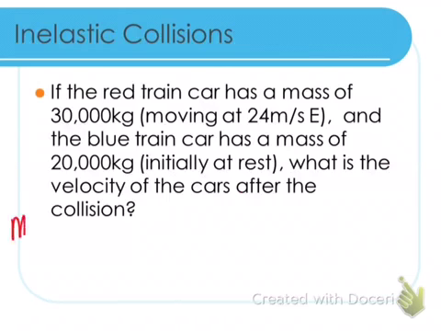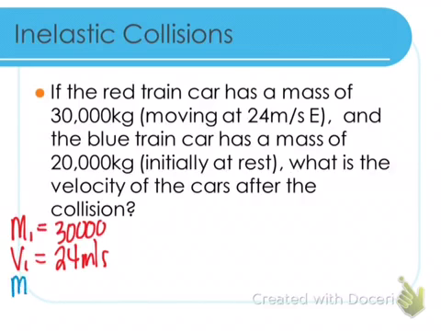Okay, so m sub 1, which is our red train car, is 30,000. V sub 1 is 24 meters per second, and it was east, right? Our car was traveling to the right, which on a coordinate system is east. Our blue train car had a mass of 20,000 kilograms, and it was initially at rest, so we can plug in a 0 there.